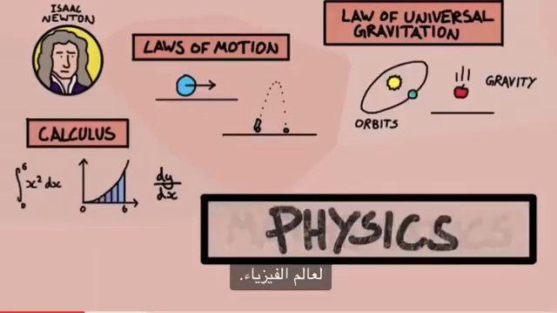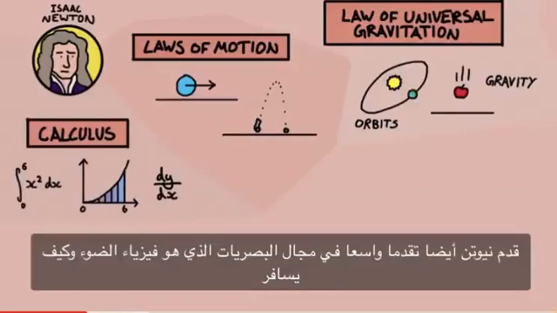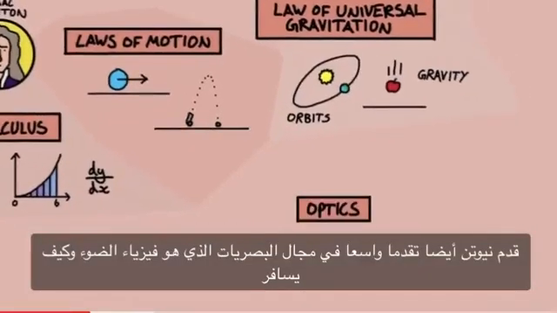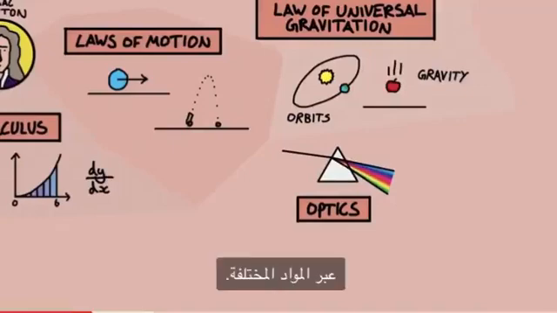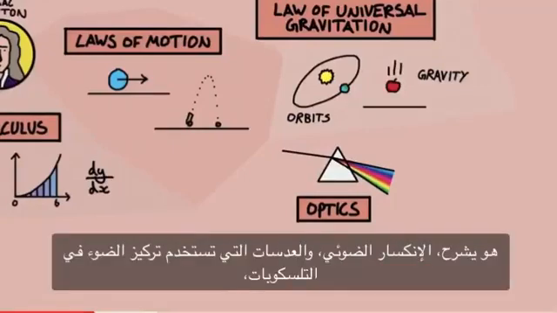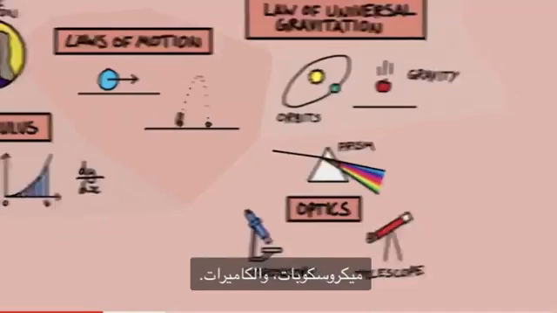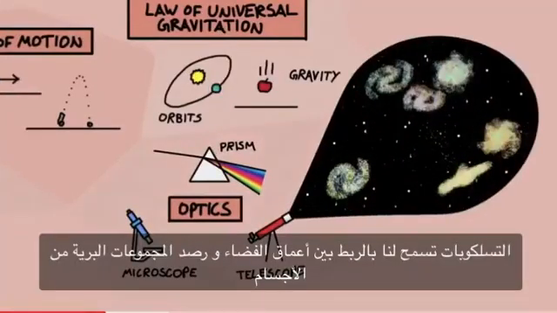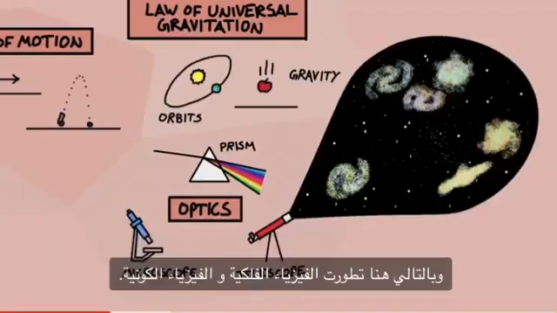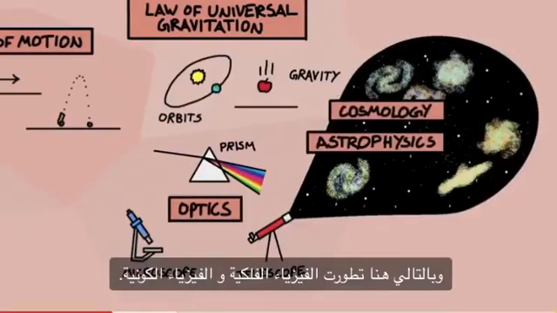built from. Newton also made strides in the field of optics, which is the physics of light and how it travels through different materials. It explains refraction seen in prisms and lenses, which are used to focus light in telescopes, microscopes and cameras. Telescopes enabled us to peer into the depths of space and observe the wild array of objects there, and developed astrophysics and cosmology.